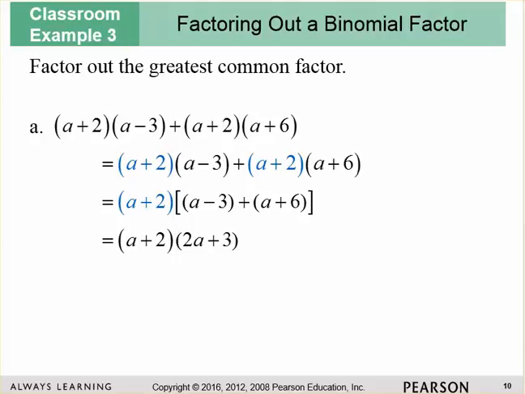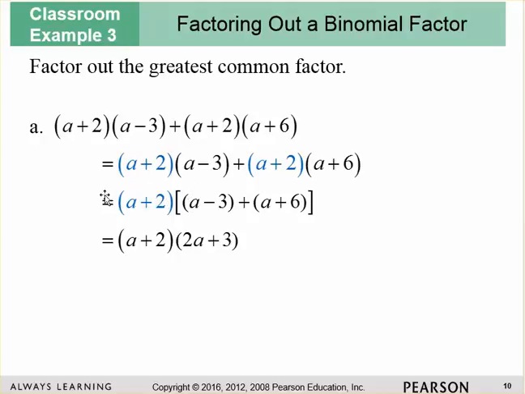Now, sometimes when we're factoring, we actually have a binomial that's in common. Look at this example. Notice that we have a product of 2 binomials here plus a product of 2 binomials there. And what we're going to see is, do we have any commonalities? And yes, we do. We have an a plus 2 in this first pair, and we have an a plus 2 in this second pair. So that means that a plus 2 is common to both of them.